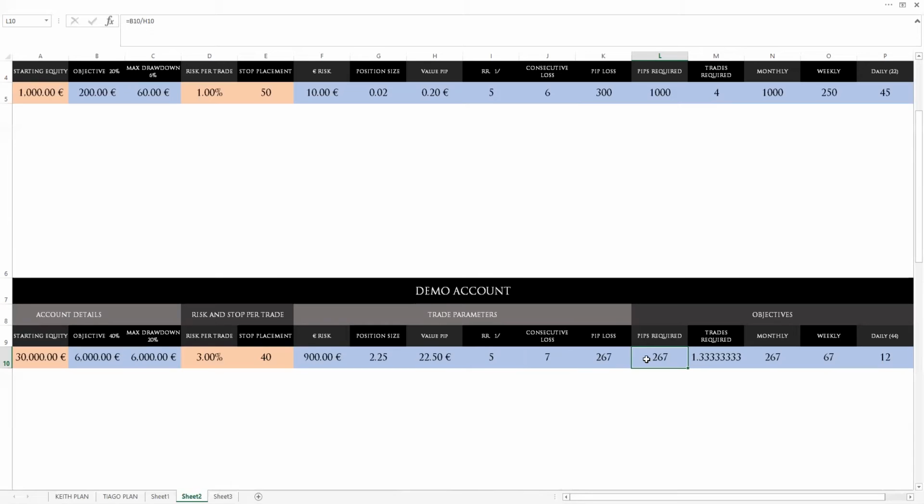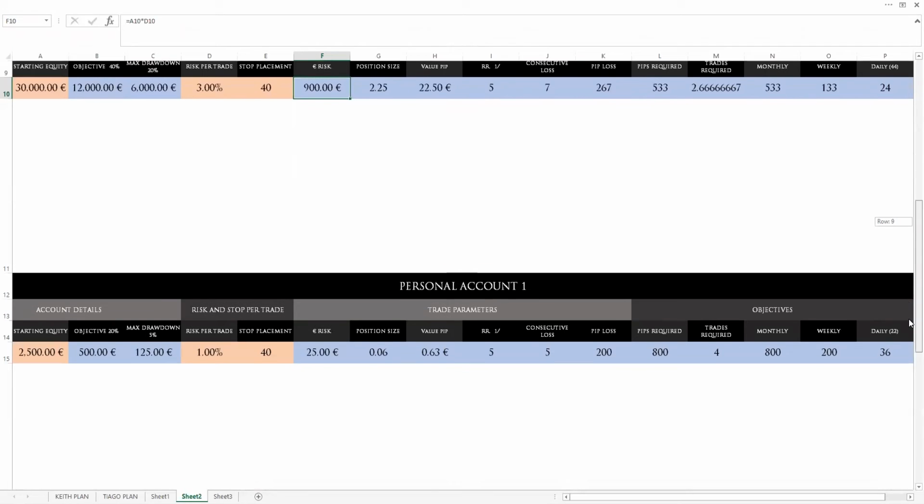Now this doesn't look very right, one should be double the other one. Let me pause this and see why it's not. Okay, I found the mistake. So here I have, so that's it. I changed this as well. So 267, objective 533, trades require 2.5 to achieve that goal. Of course, this risk is quite high, and that would be monthly and daily objectives, weekly objectives.